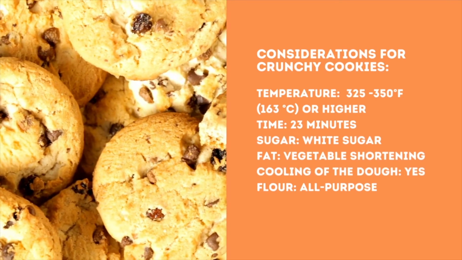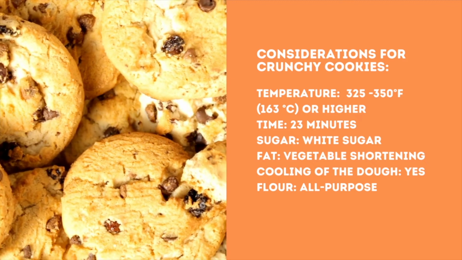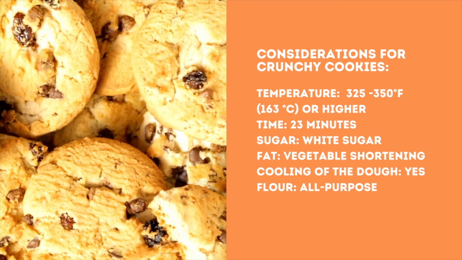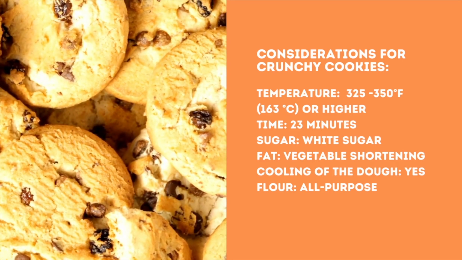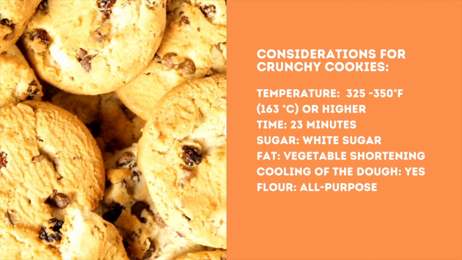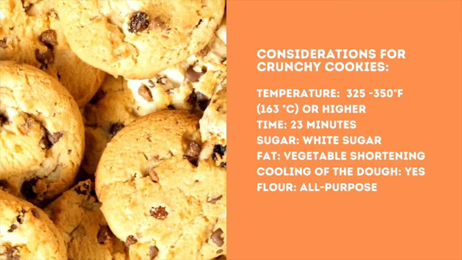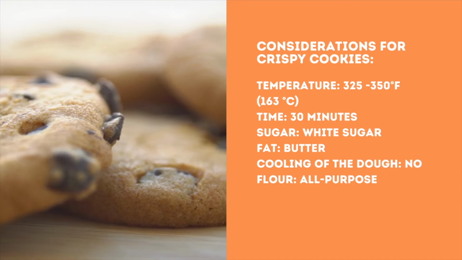Considerations for crunchy cookies. Temperature, 325 to 350 degrees Fahrenheit, 163 degrees Celsius, or higher. Time, 23 minutes. Sugar, white sugar. Fat, vegetable shortening. Cooling of the dough, yes. Flour, all-purpose.